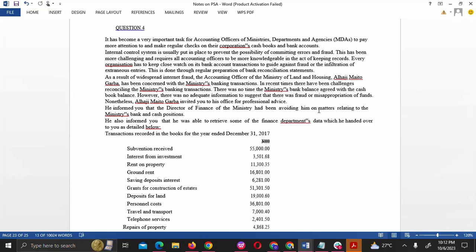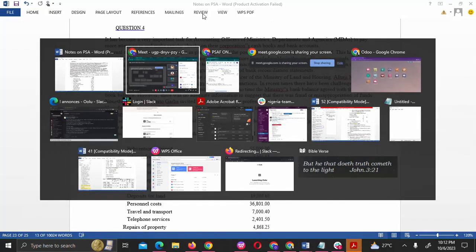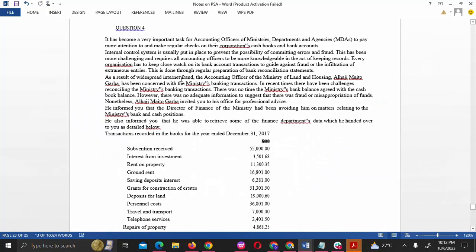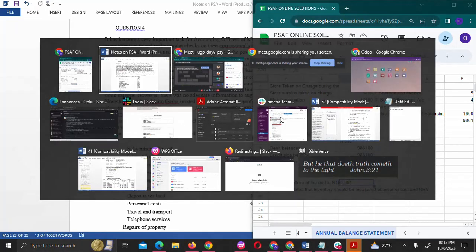It has become a very important task for accounting officers of ministries, departments, and agencies (MDAs) to pay more attention to and make regular checks for their corporations' cash books and bank accounts. Internal control system is usually put in place to prevent the possibility of committing errors and fraud. This has been more challenging and requires all accounting officers to be more knowledgeable in the act of keeping records. Every organization has to keep close watch on its bank account transactions to guard against fraud or the infiltration of extraneous entries.